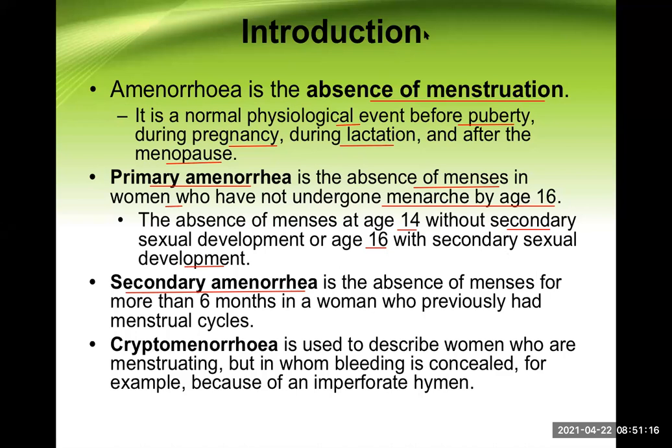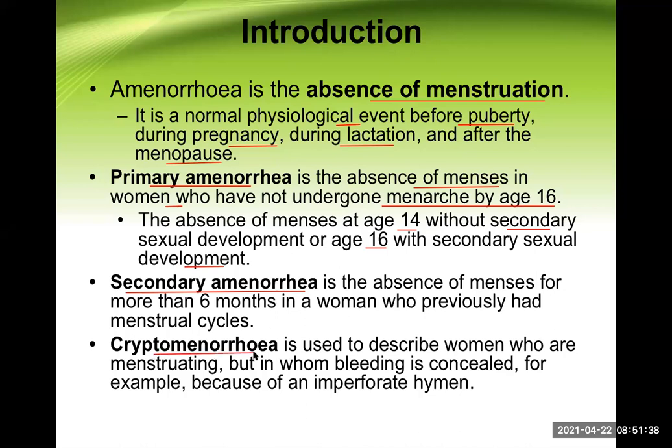Now, secondary amenorrhea means the absence of menses for more than 6 months in a woman who previously had menstrual cycles. So everything was fine before, but because of some reason, she stopped having the menstrual cycle. That is called secondary amenorrhea.